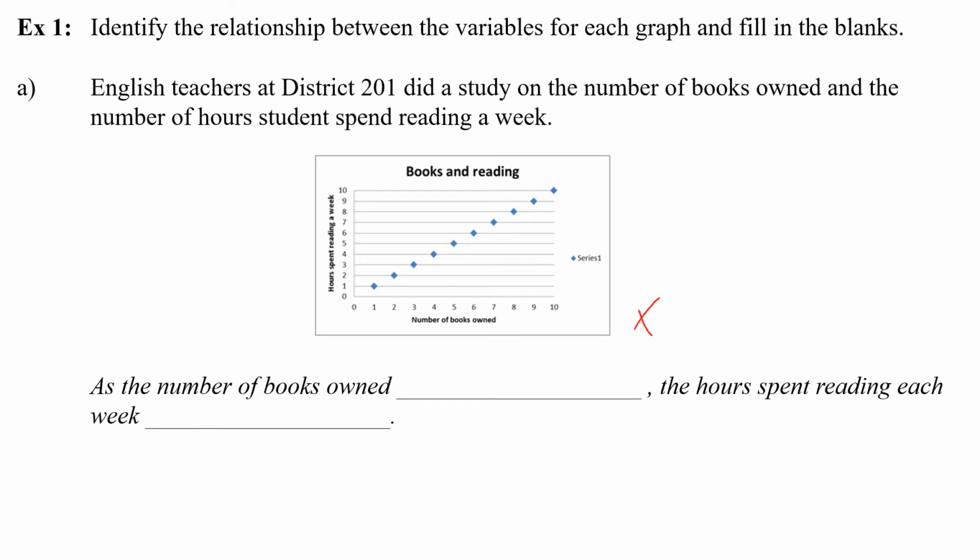Here's the x-axis, the number of books owned. Here's the y-axis, how many hours spent reading. If we go always from left to right, the first thing they want to know is what's happening to the x, the number of books owned. Going from left to right, we start at 0 books, 1 book, 2 books, and we go all the way up to 10 books. So the number of books is increasing. We can put increasing in the first blank.